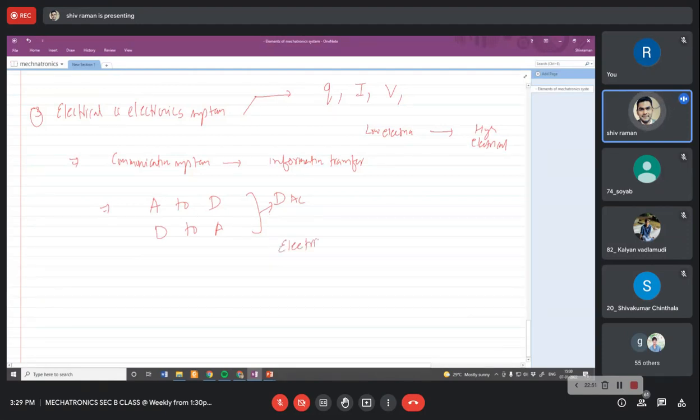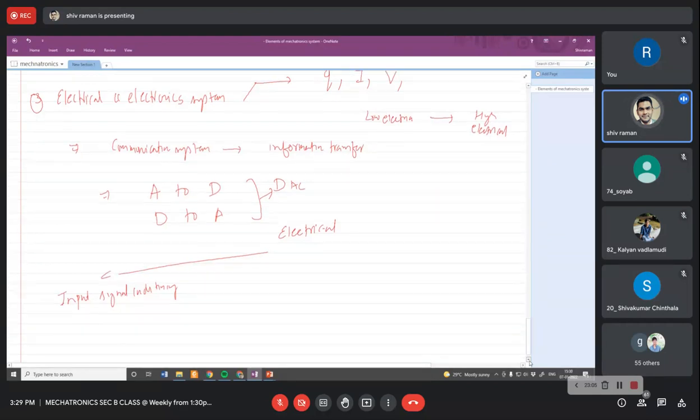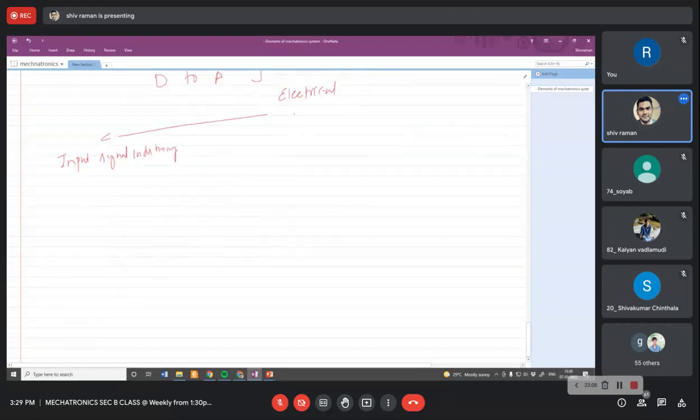If you talk about electrical systems, they have two components. One is input signal conditioning. So you have to condition your signal. Conditioning means sometimes you have a signal in terms of very low current or low voltage. Signal conditioning is done in such a way that you can enhance that low incoming signal so that it can be measured. It can be enhanced using filters.